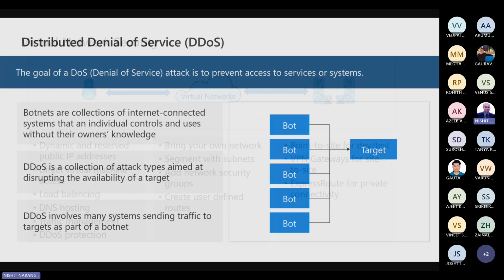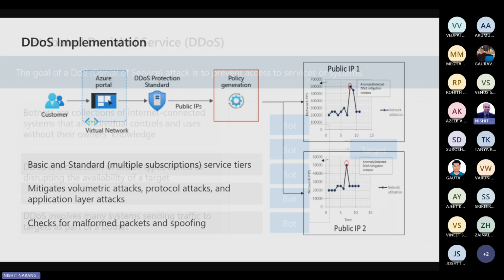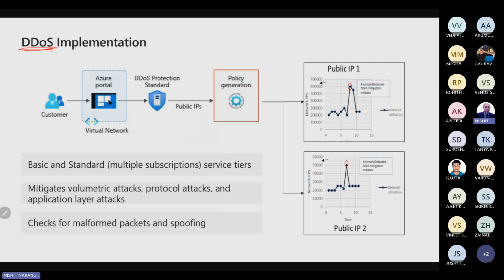Okay, this I'm skipping. This slide is just talking about what is a distributed denial of service attack. We've already talked about it. So the first layer of defense which Microsoft Azure provides for your virtual network is against DDoS attacks, distributed denial of service attack. And they have a tool that they call the DDoS protection standard tool.